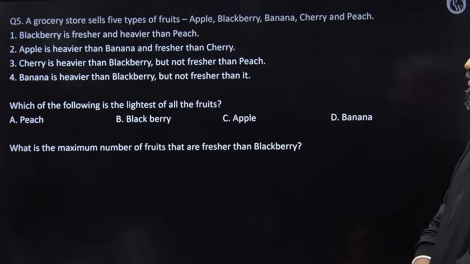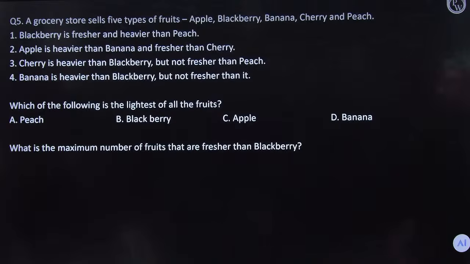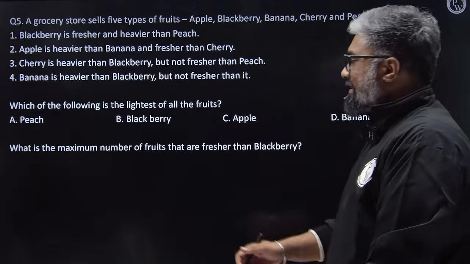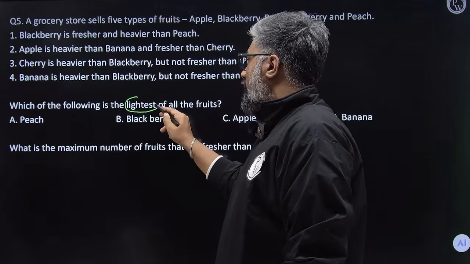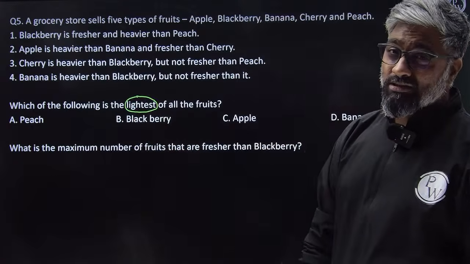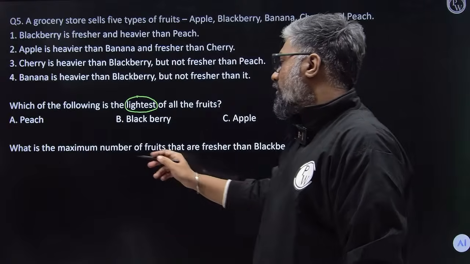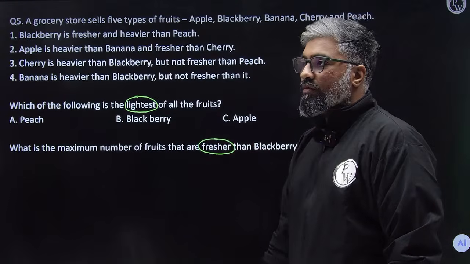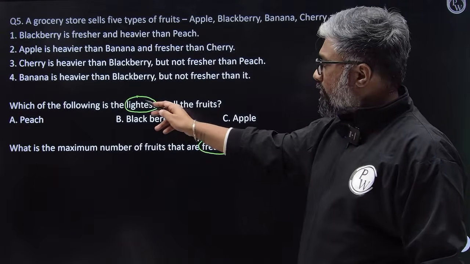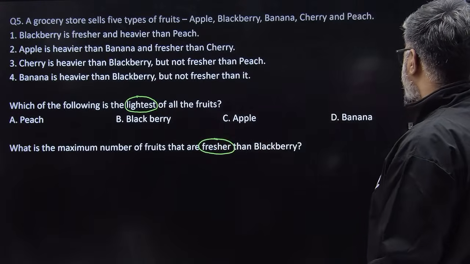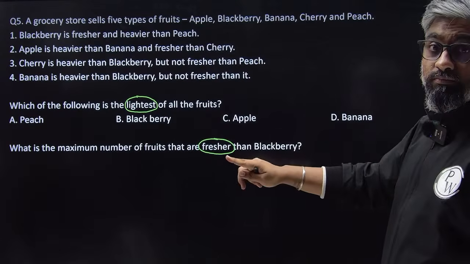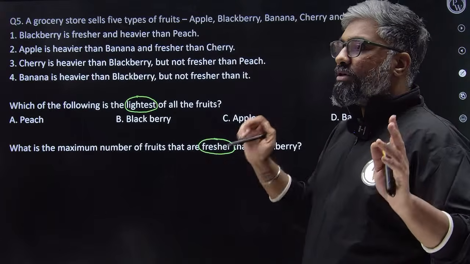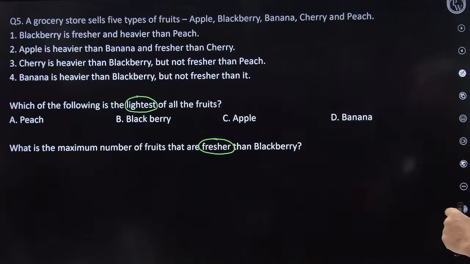A grocery store sells 5 types of fruit: apple, blackberry, banana, cherry, and peach. There are two questions now. One of them is dealing with weight: which of the following is the lightest of all fruits? And the second question is talking about the maximum number of fruits that are fresher than blackberry. So one is talking about the weight, the second is talking about the freshness. We need to deal with both. Yes, we have to make two different arrangements to be able to answer this. Let's see how we can answer this.